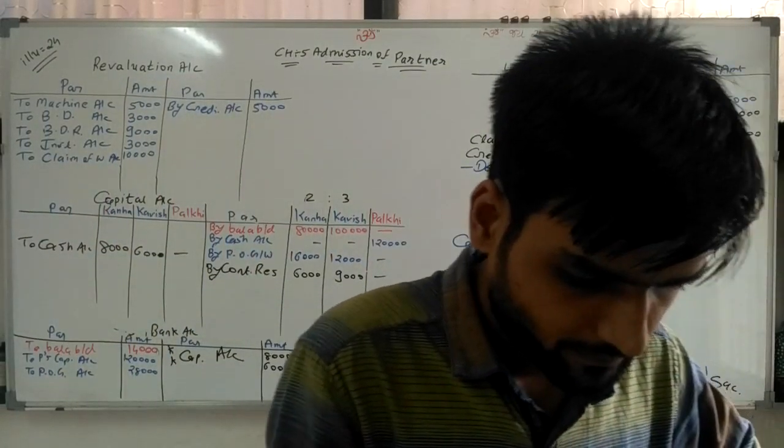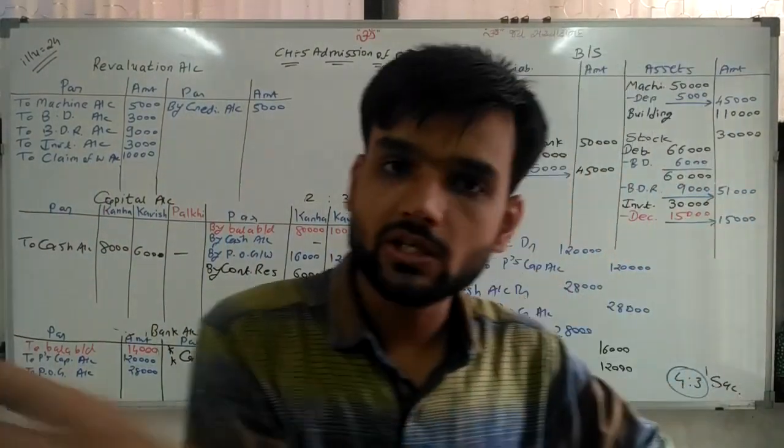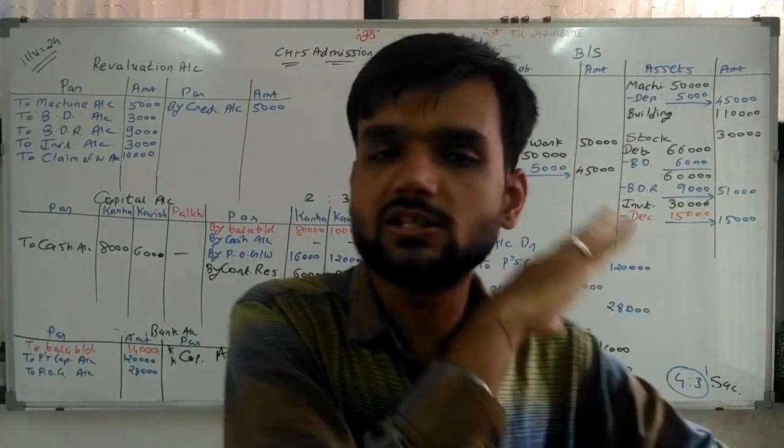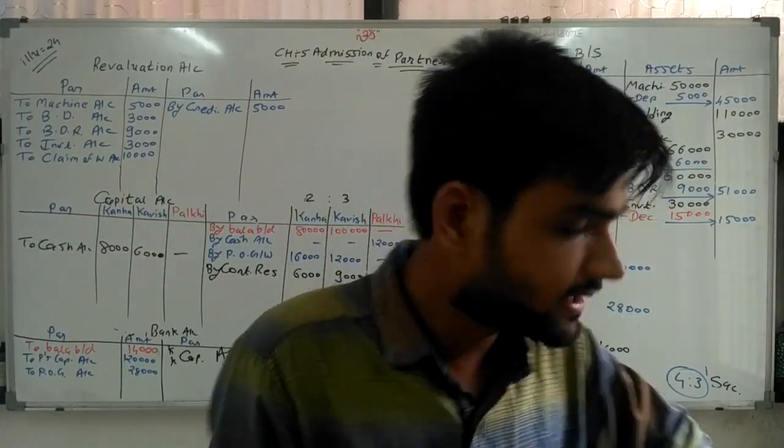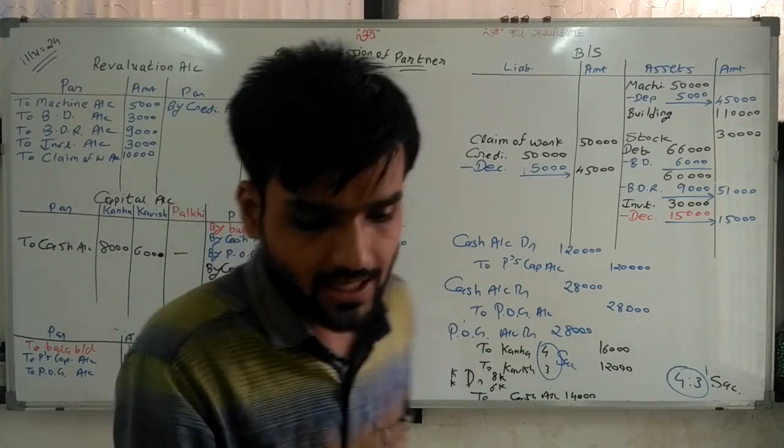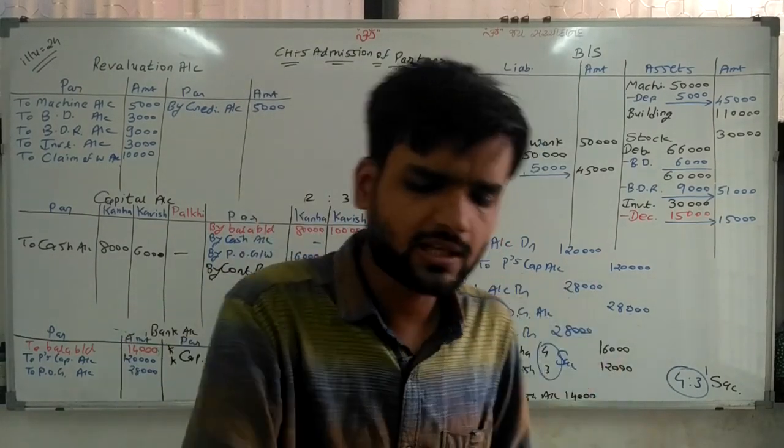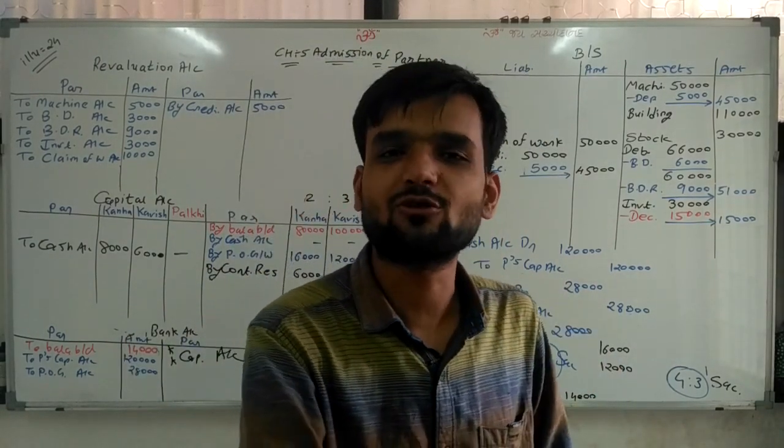Now going ahead. Workmen compensation utilized. Investment reserve utilized. Creditors done. Bad debt reserve utilized. Now the thing remaining is to close the accounts.